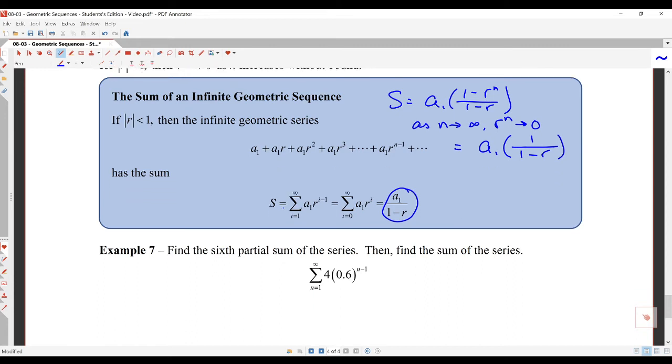And again, we've got a couple different forms here. It's always better to start with trying to get the index to be 1 in that case.